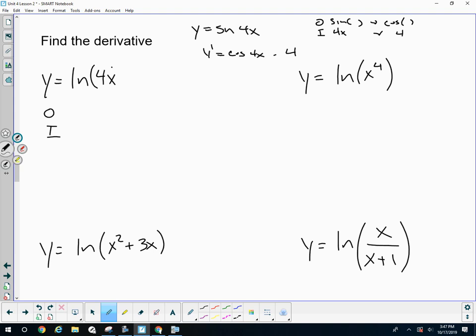Your outside in this case, this is not multiplication. It's not log times 4x. Please, please, please don't say, hey, we should be using the product rule. No, this is not a product either. Sine of 4x is not a product. It's a composition. Log of 4x is not a product. It's a composition. The outside is the log. The inside is the 4x.